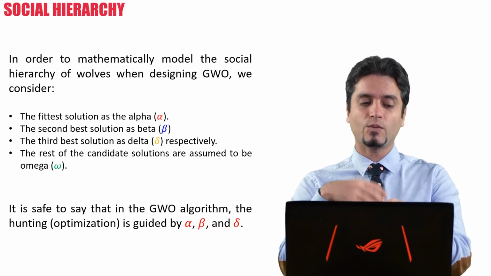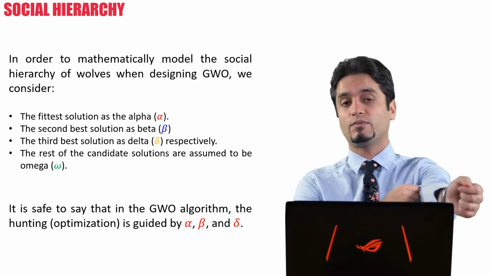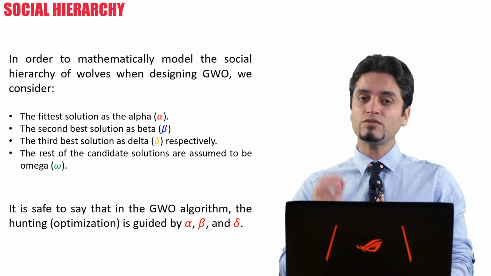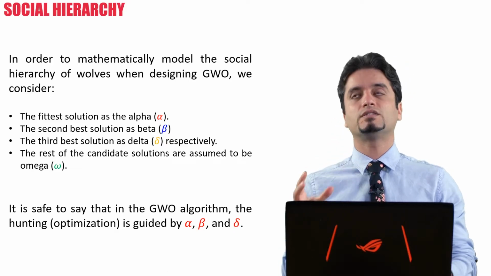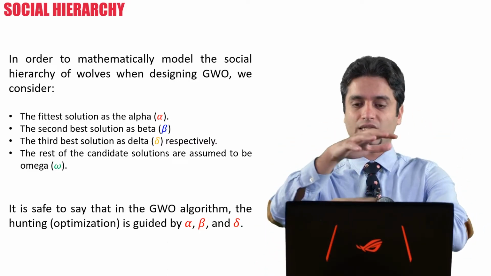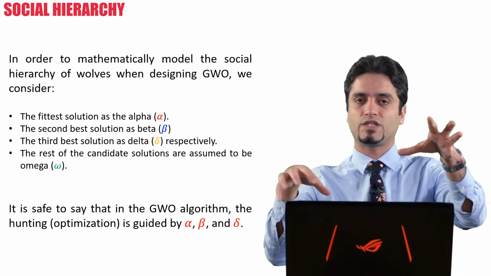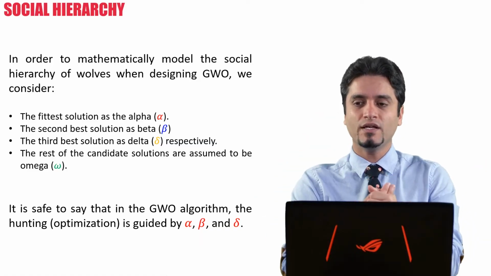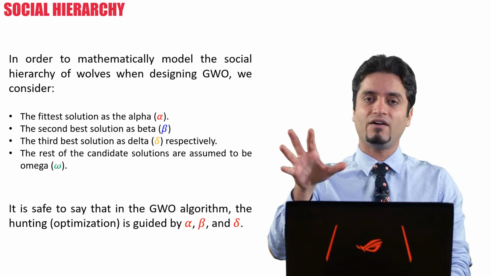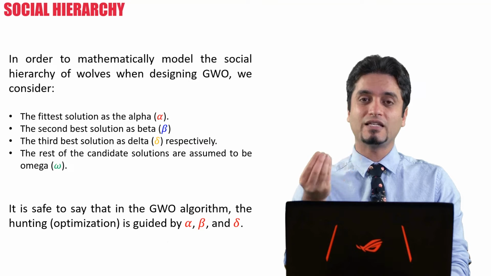So I'll show you how we can mathematically model that and mimic that in a computer and to develop an optimization algorithm. In order to mathematically model the social hierarchy of wolves when designing the gray wolf optimizer, I consider four things. Because if you think about a search space, remember that landscape, the color with one peak and one valley, you can think about multiple solutions somewhere on the landscape, right? Think about a pack of wolves who try to chase a prey. Normally in a real world environment, they know where the prey is, they have sensors like eyes and sense of smell, so they can get benefit from those.